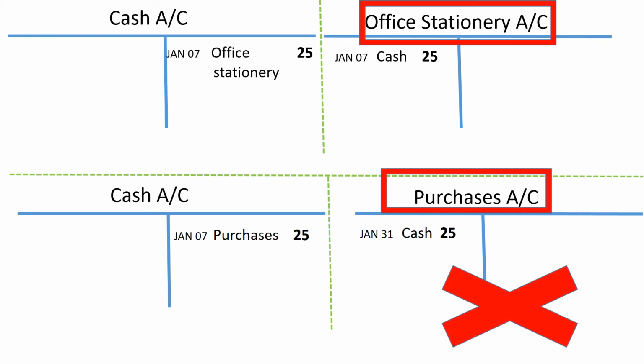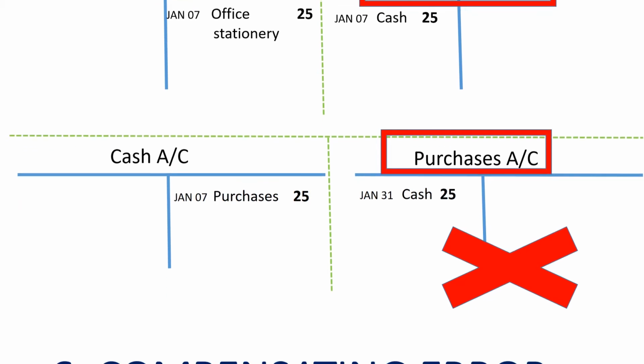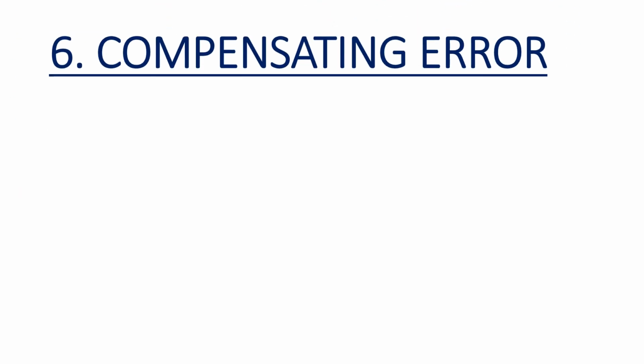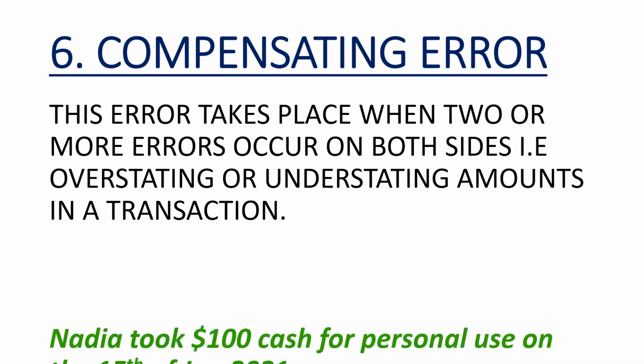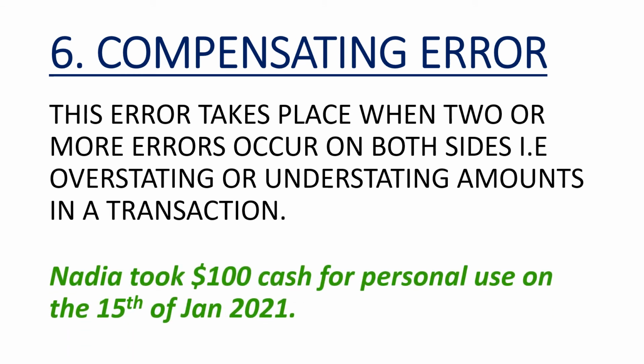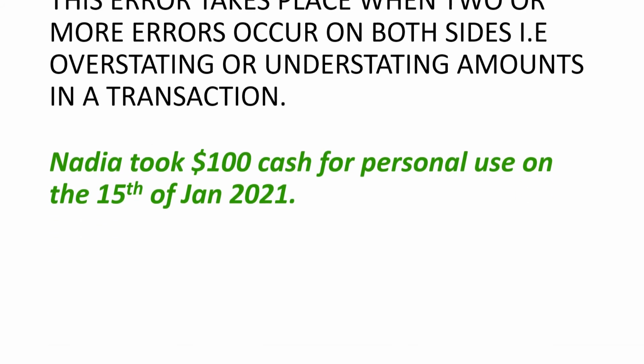The last error is the compensation error. It is an error that takes place when two or more errors occur on both sides, that is, overstating or understating amounts in a transaction. Let's look at the following transaction. Nadia took $100 cash for personal use on the 15th of January 2021. The two accounts involved are the cash account and drawings account.